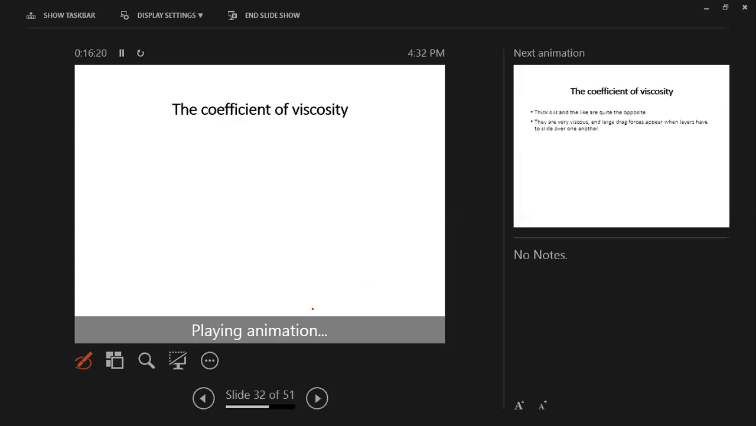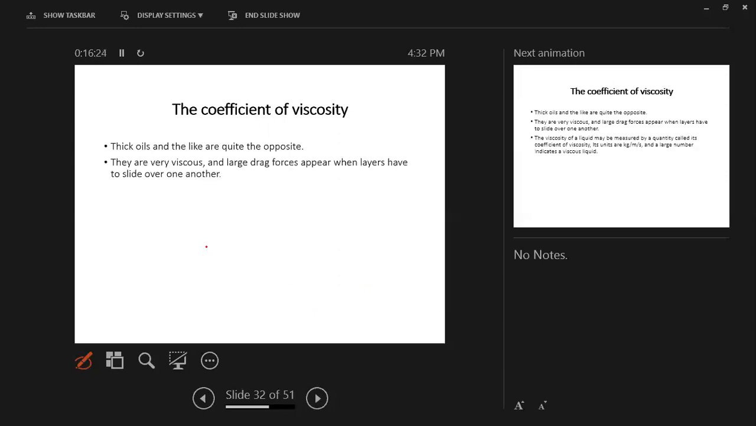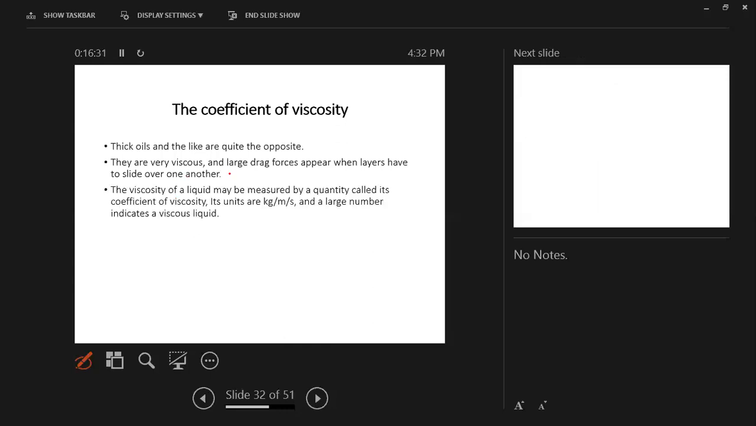What about the coefficient of viscosity? This is important. Thick oils are quite the opposite. They are very viscous, and large drag forces appear when layers have to slide over one another. What does drag force mean? Drag force means the force which resists the flow of the fluid. It's like resistance, for example air resistance. The viscosity of a liquid may be measured by a quantity called the coefficient of viscosity, which is eta again. Kilogram per meter second is the unit of viscosity.